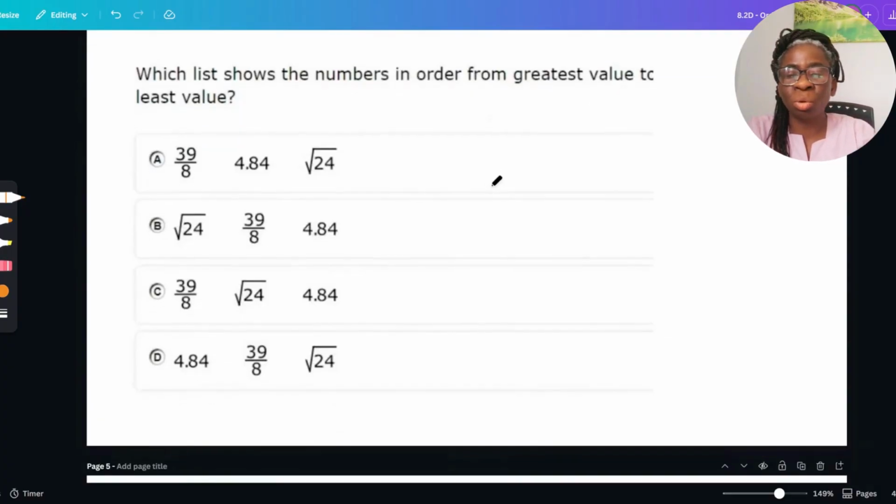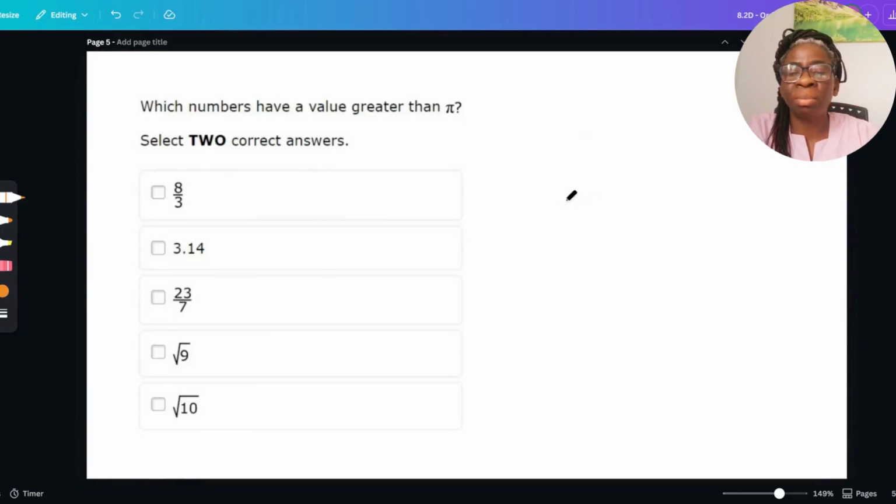Now the next one: which list shows the numbers in order from greatest value to least? Find the value of 39 over 8 and the value of root 24 and arrange them from greatest to least. Now, which numbers have a value greater than pi?